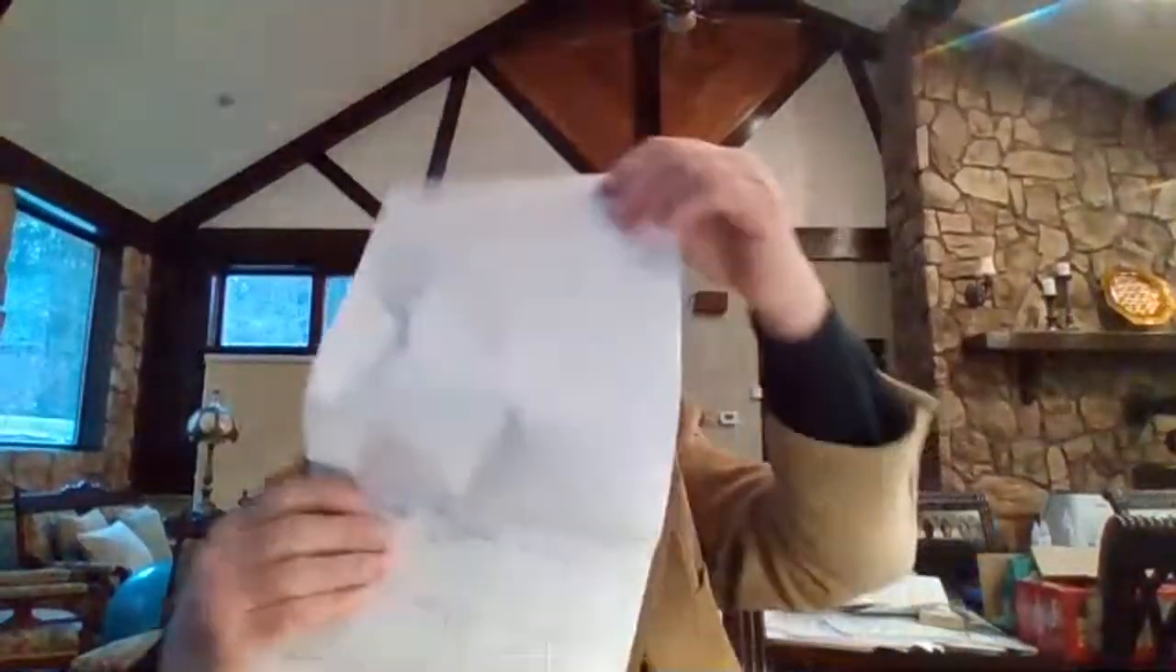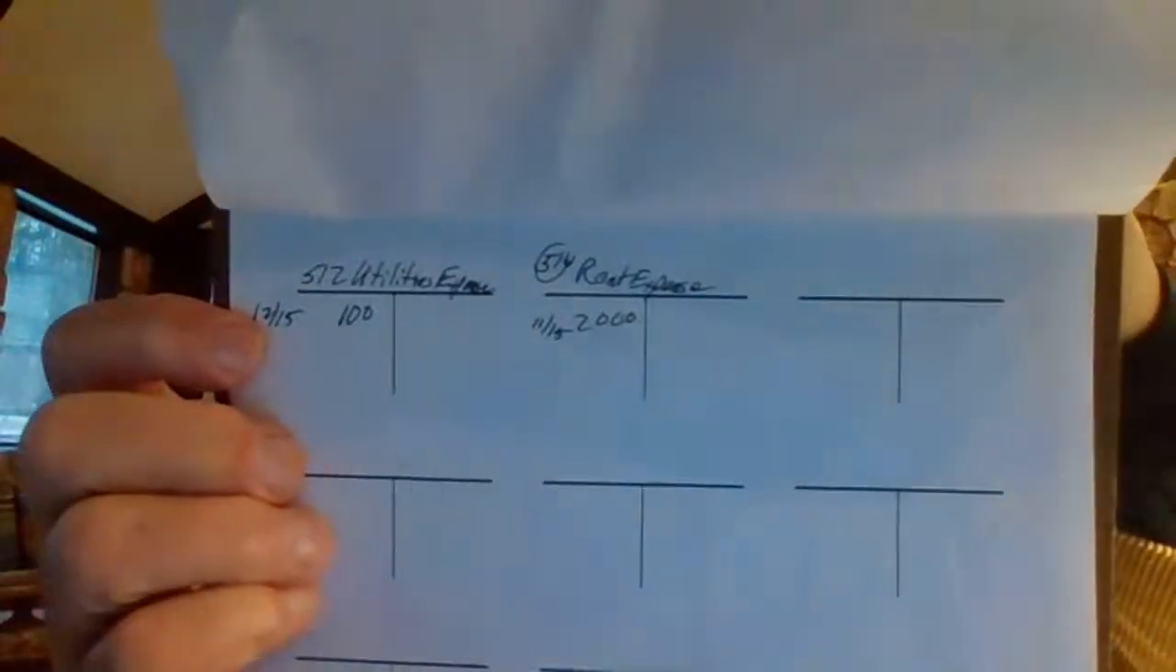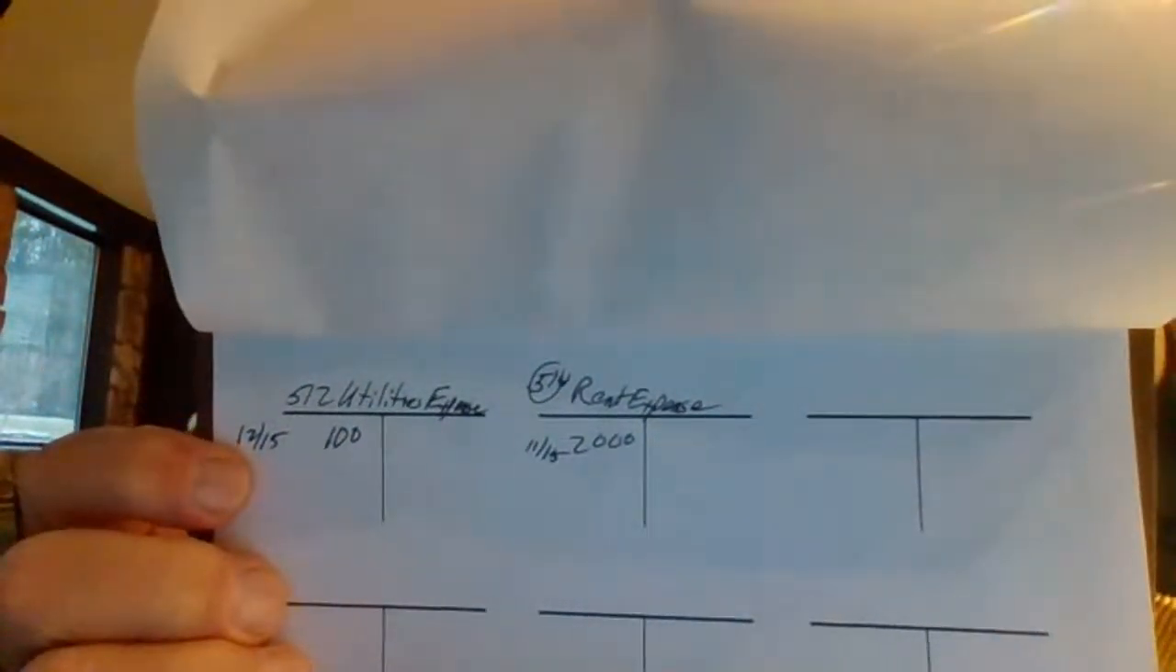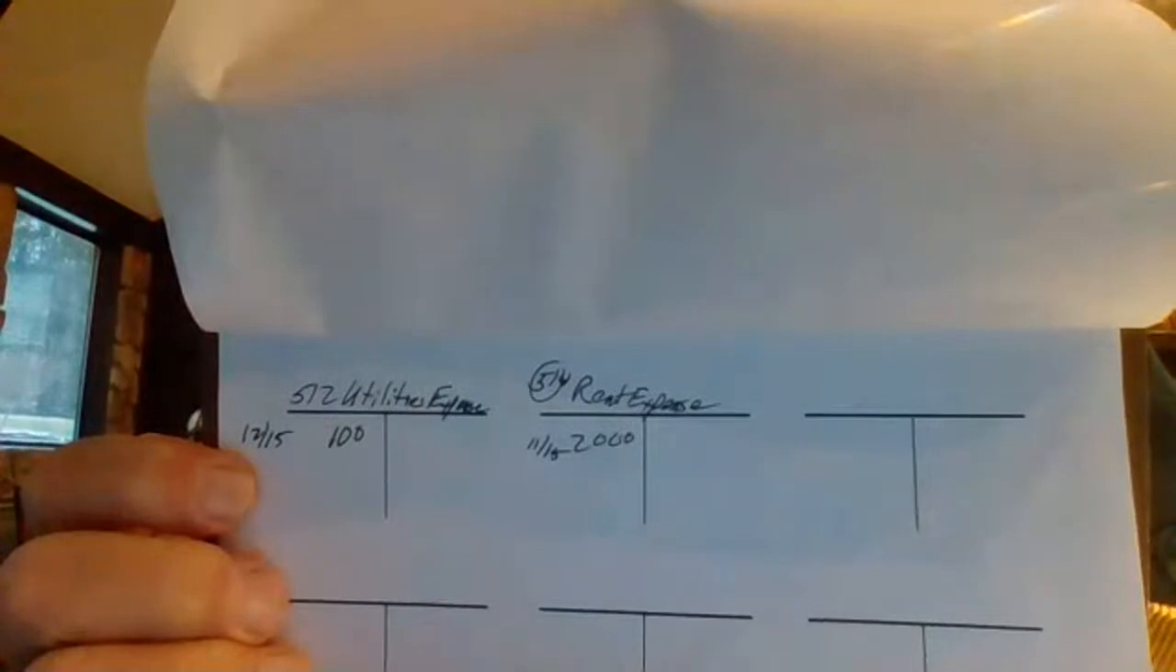Come over to page 2. Now, the next thing we have to do is go through the general ledger accounts, determine their balances, and then do the trial balance.